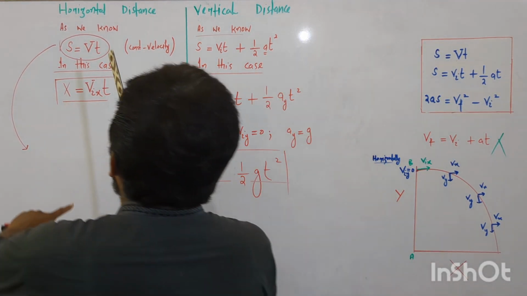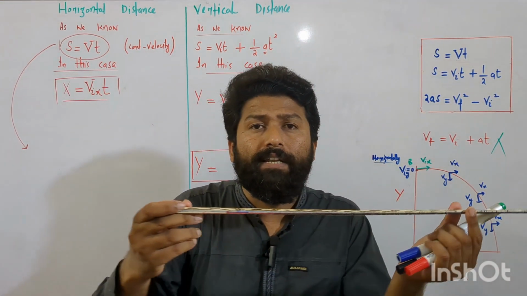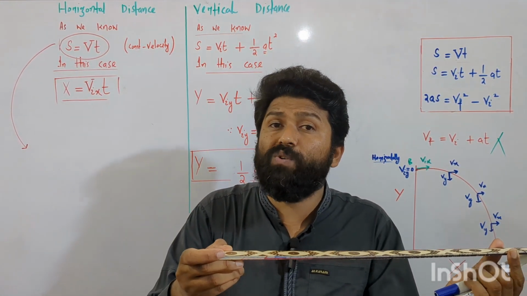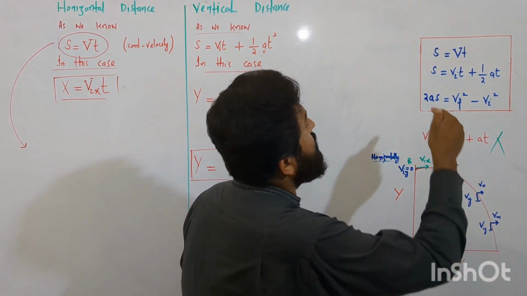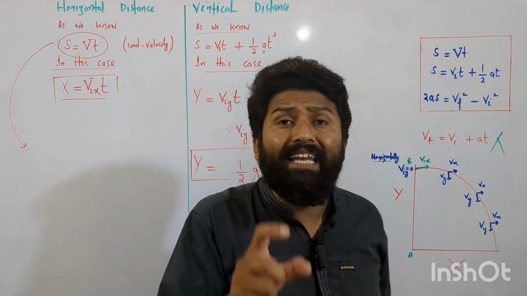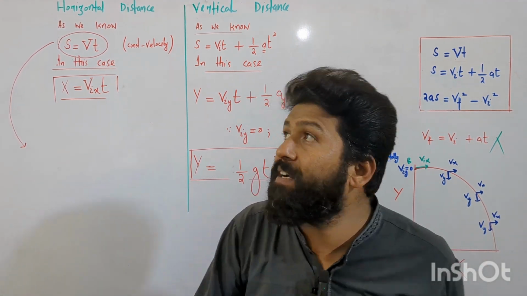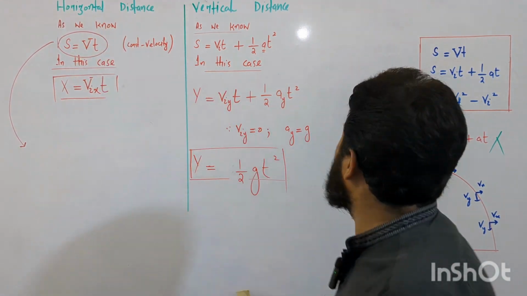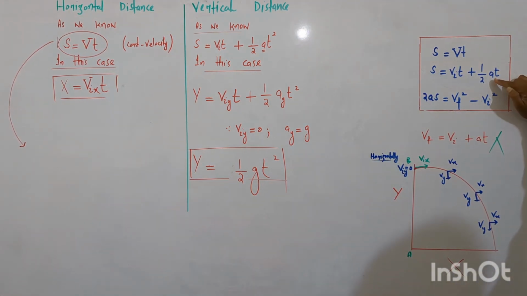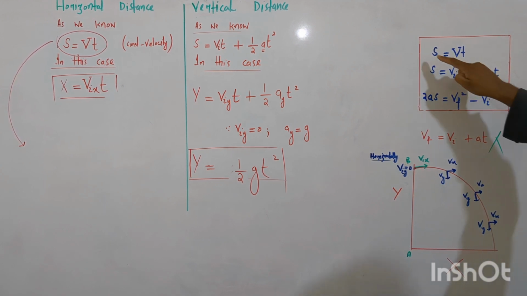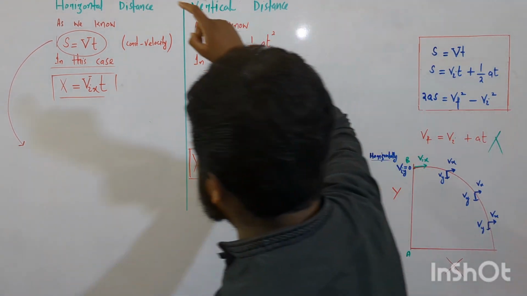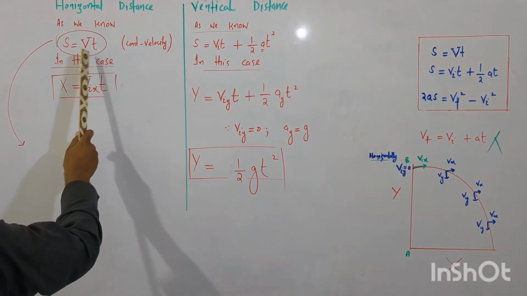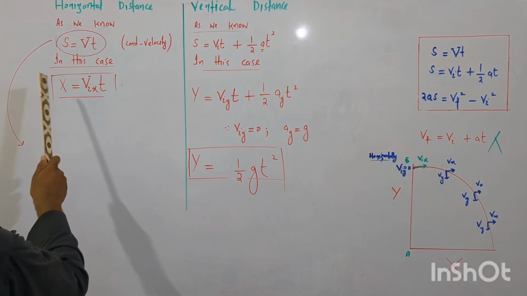Since horizontal velocity is constant along the horizontal, we will apply the distance formula in which velocity is constant, because we are going to calculate horizontal distance. In this formula there is acceleration, and in this formula there is acceleration, so we cannot apply these. Only this formula is for solving this. So S is equal to Vt in this case, meaning along the horizontal.